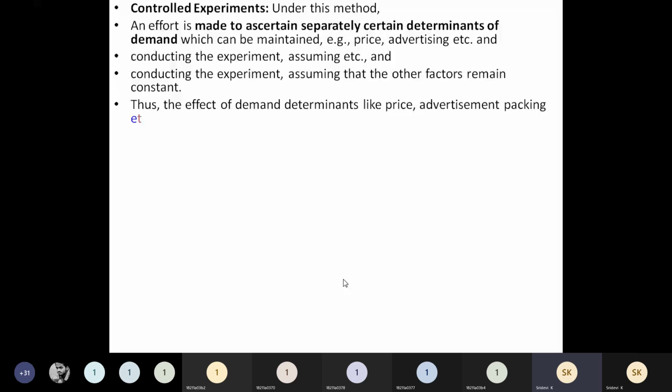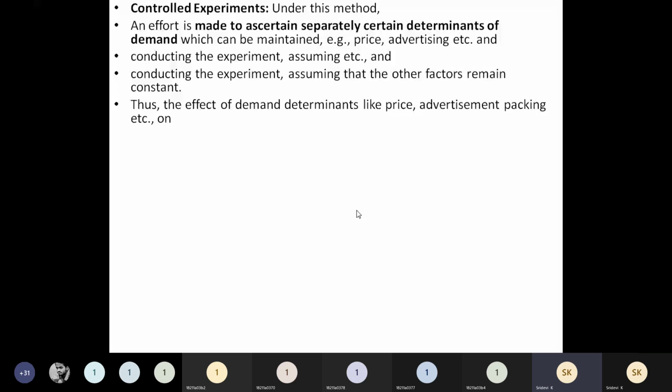To conduct this, you first select a particular factor. For example, I am taking price: how is price going to affect the sales? I want to experiment, so I will select a market and enter into that market by bringing a change in the price of the product. And I will find out how the sales are affected in that particular selected market. Based on that result, I will come to a conclusion about the reaction from the customers.